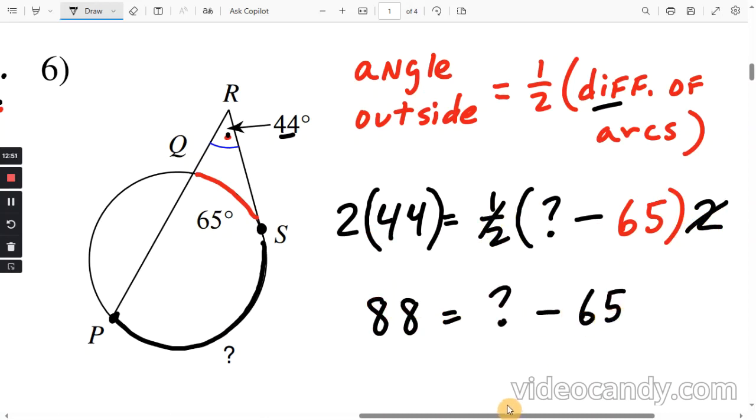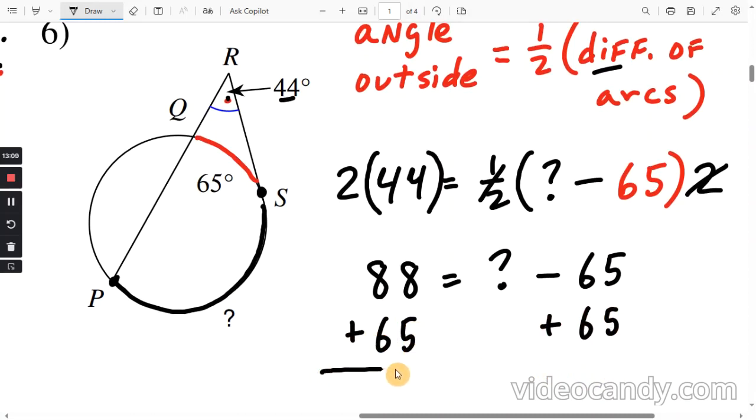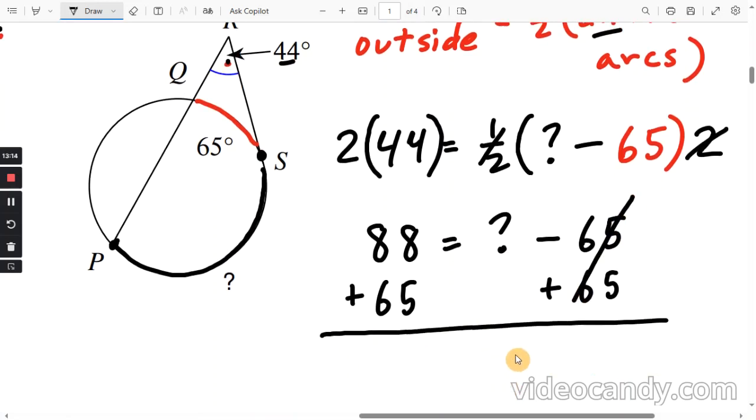minus 65. All right, solving for question mark is the same as solving for X. You can call it X if you want. The opposite of minus 65 is plus 65. You want to do that to both sides. All right, it cancels here. Bring down your question mark. Bring down your equal sign. 8 plus 5 is 13. Carry the 1, and that is 15. That's 153, and that is in degrees.